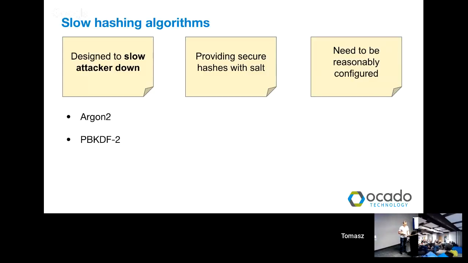The second algorithm recommended is PBKDF2. It's a very easy name. And it's an acronym, of course, because we're in IT. So it stands for password-based key derivation function 2, because one had bugs. So they created the second one.